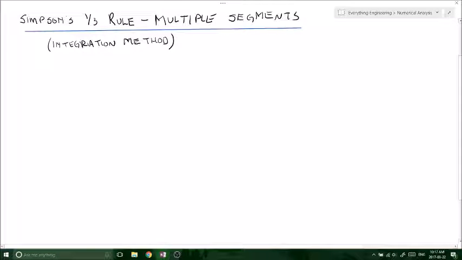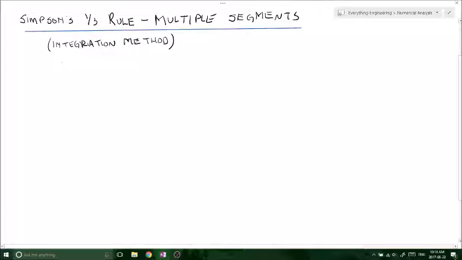Before, in my last video, we did Simpson's 1/3 rule, derivation, and example, but we only did a single segment. If you haven't checked that out yet, I'll send a link right now. Watch that video before watching this one. This one will make a lot more sense. But this is basically just a better approximation of our definite integral.